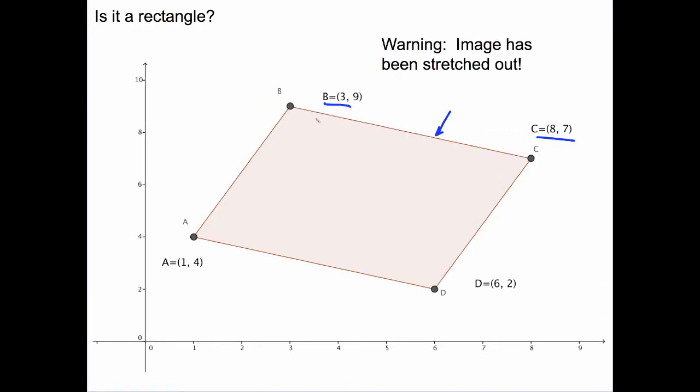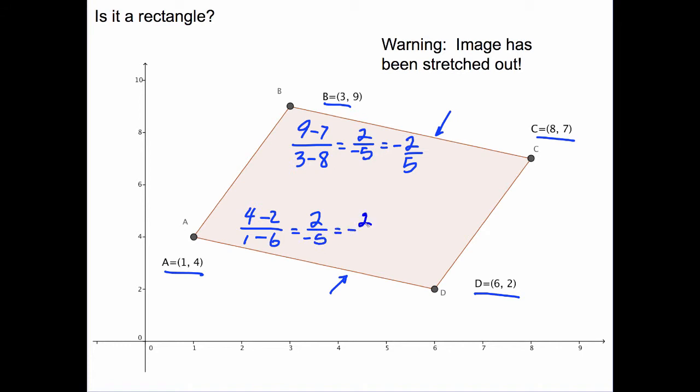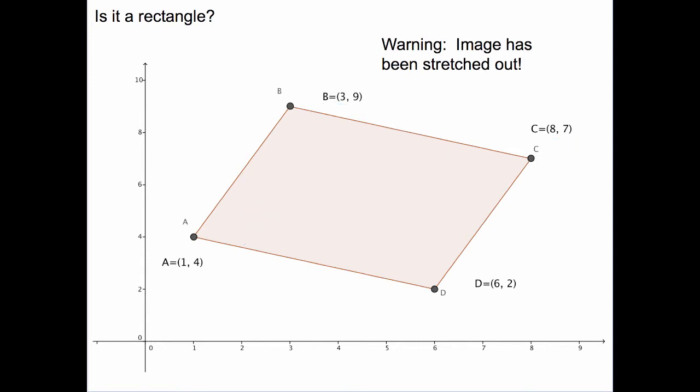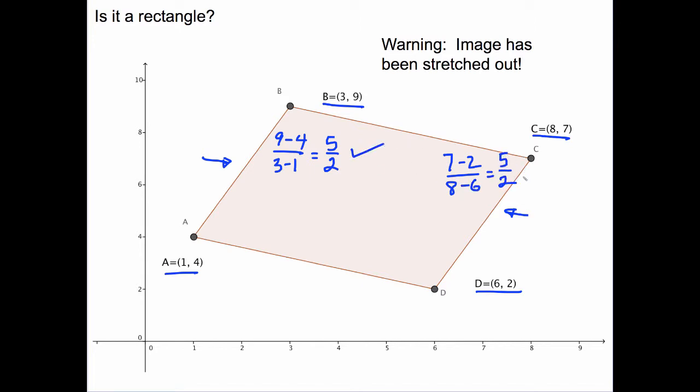So now we're going to go back to our original figure and see if opposite sides are indeed parallel. So we'll find the slope of the top side and the bottom side. And you can see that the slopes are equal, so those two opposite sides are parallel. Now we'll do the same thing for the pair of sides, the left and the right side. And we see that both of those slopes are equal, so those two sides are parallel.